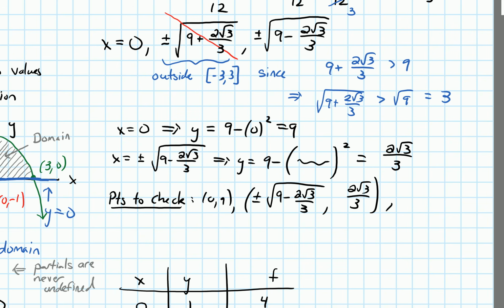But we also got to do the endpoints. The endpoints of the parabolic curve are -3, 0 and +3, 0. We got to always include the endpoints when we do the boundary, whatever portion of the boundary we're looking at, endpoints.